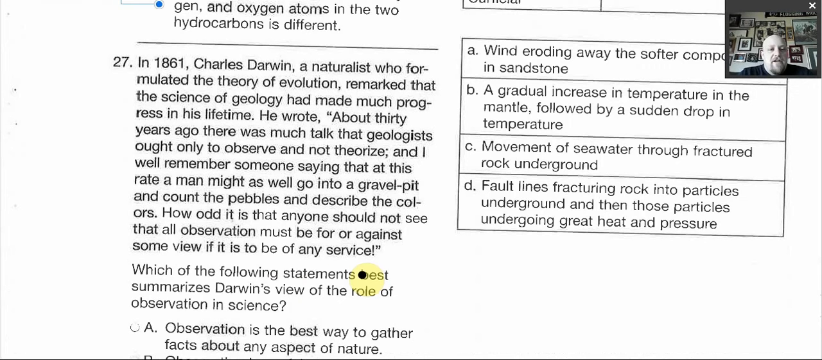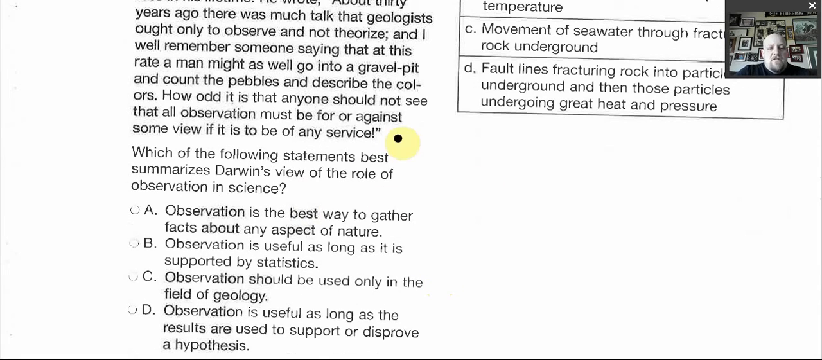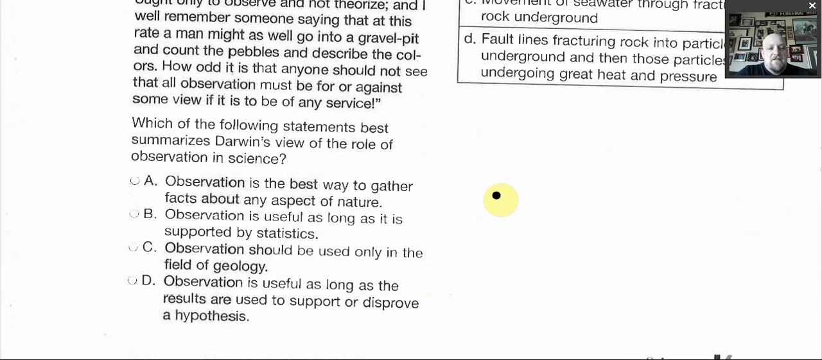He wrote, "About 30 years ago, there was much talk that geologists ought to only observe and not theorize. And I well remember someone saying that at this rate a man might as well go into a gravel pit and count the pebbles and describe the colors. How odd it is that anyone should not see that all observations must be for or against some view of science." So if you're going to make an observation, you should have a reason for it. You shouldn't just go count pebbles and be like, yeah, they look gray or brown. That doesn't answer anything. Which of the following statements best summarizes Darwin's view of the role of observation in science?